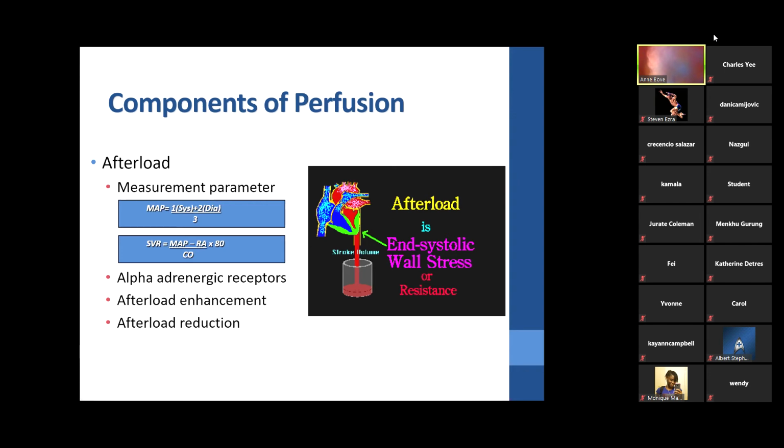All right. So the medications that are going to affect this are those that affect the alpha adrenergic receptors, which cause constriction. Now, an afterload enhancement would be causing vasoconstriction. So we talked about your alpha drugs, and the big alpha drug that you're going to see in the clinical setting is going to be Levophed, norepinephrine, continuous IV.